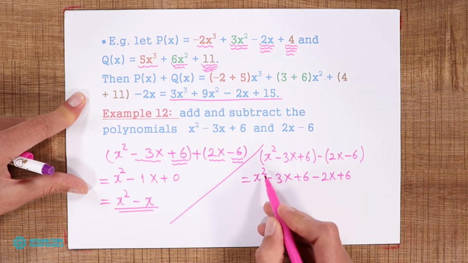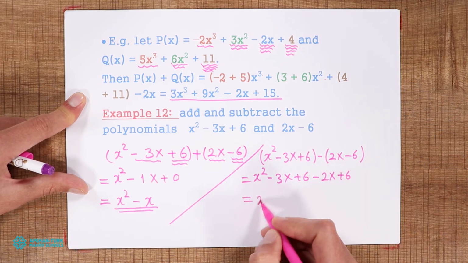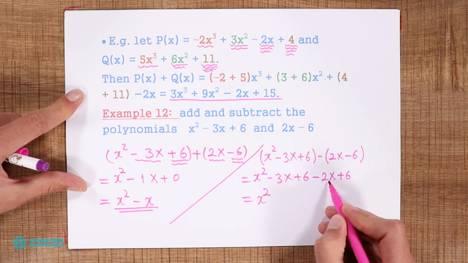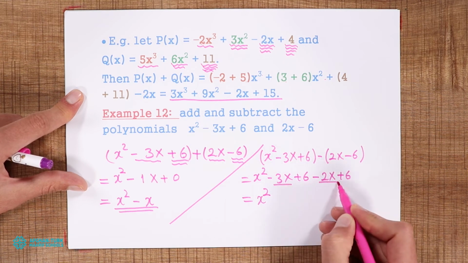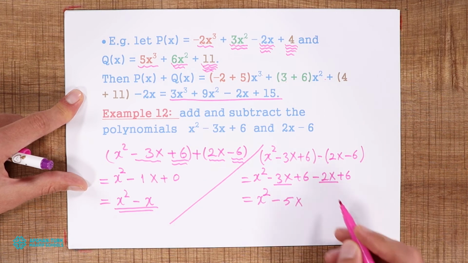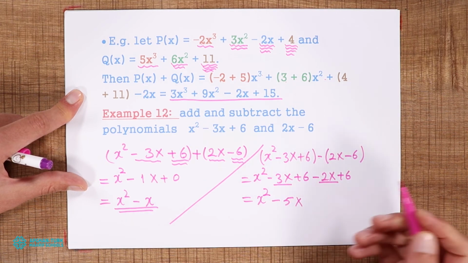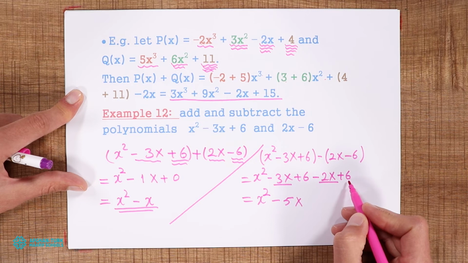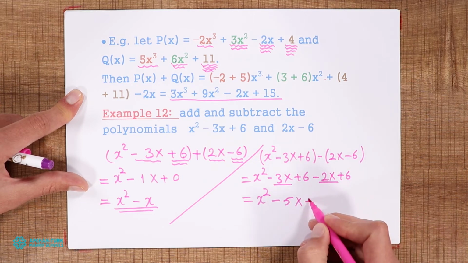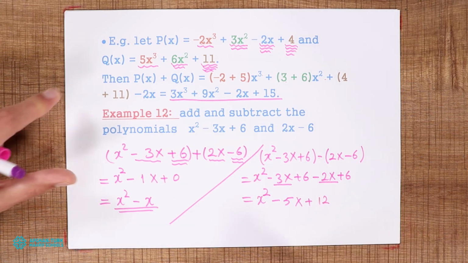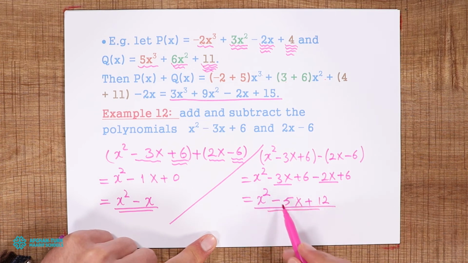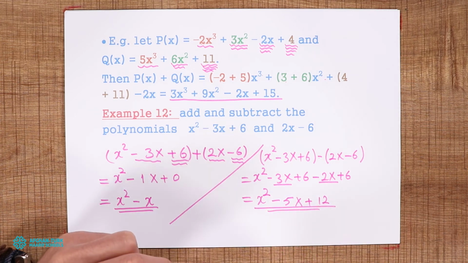The like terms here, we start from greatest power. Greatest power is x to the power of 2, and minus 3x minus 2x are like terms, so it will be minus 5x, because minus 3 minus 2 will be minus 5. Plus 6 plus 6 will be what? Plus 6 plus 6 will be plus 12. So the answer for subtraction will be x squared minus 5x plus 12.